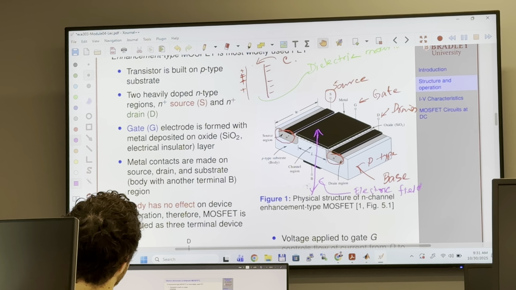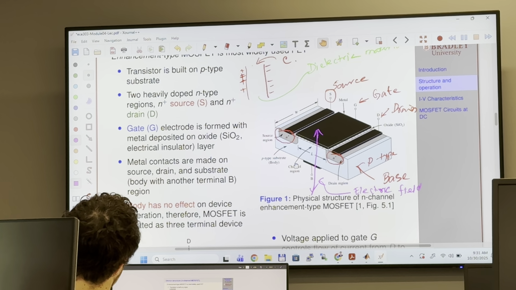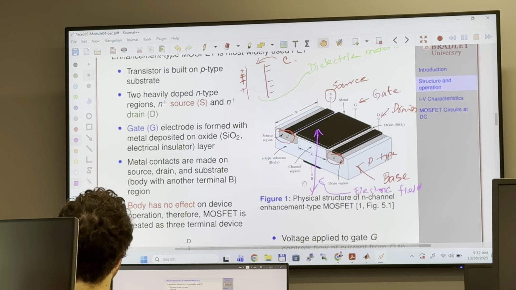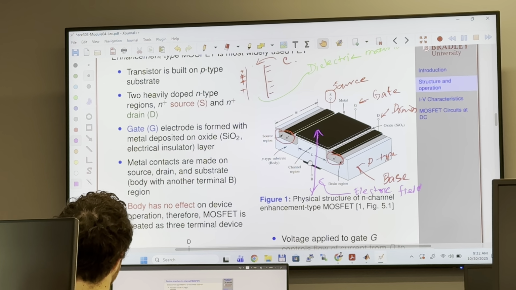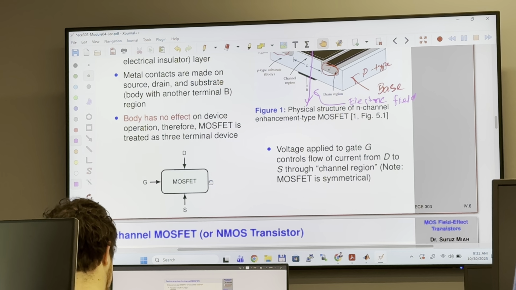This substrate body has no impact on the operation of this device. Even though there is another terminal at the base, the B terminal, it is not shown in any of the MOSFET devices because it has no effect on the operation of this MOSFET. That's why we don't show the base B terminal, but there is a B terminal as well. We just show these three terminals: gate, source, drain.